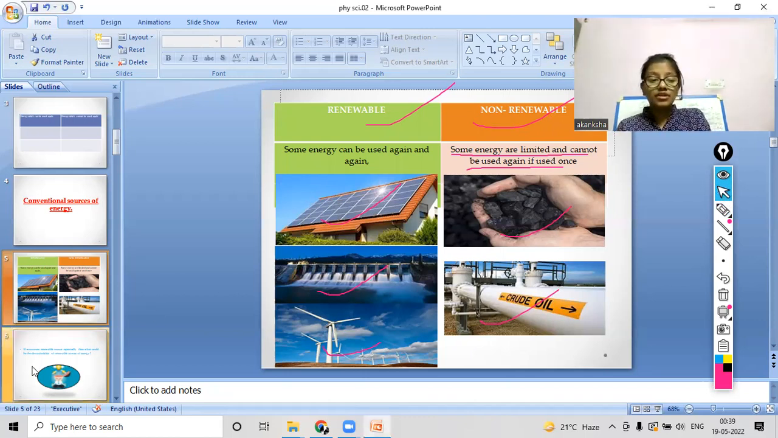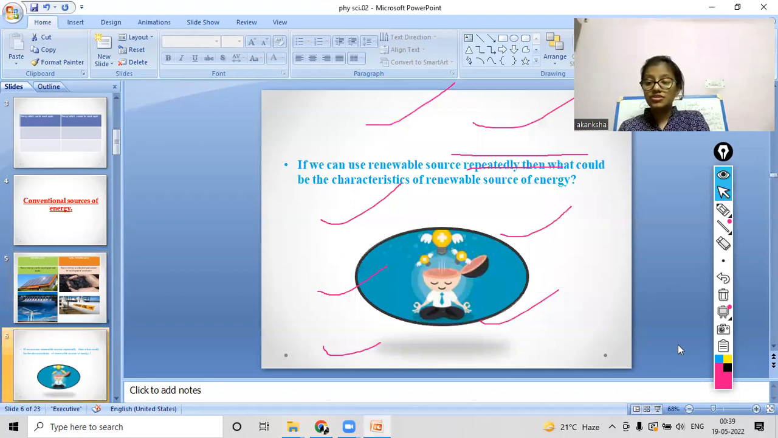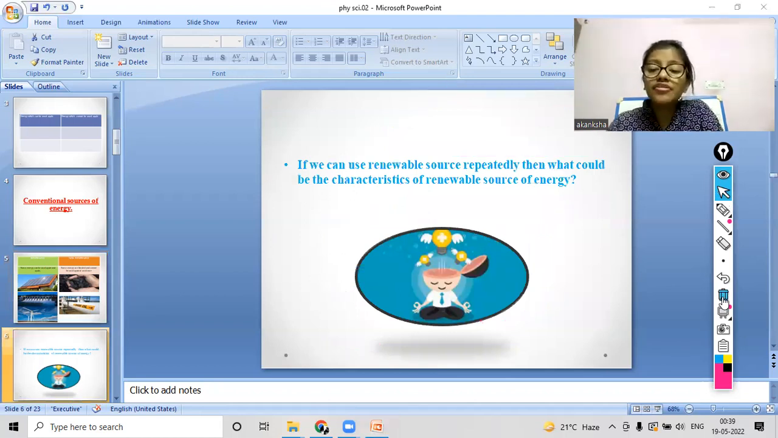Now comes the curiosity question. The question is, if we can use renewable sources of energy repeatedly, then what would be the characteristics of renewable resources of energy? Why are we using renewable resources of energy again and again, and why not the non-renewable resources? What would be the characteristics?